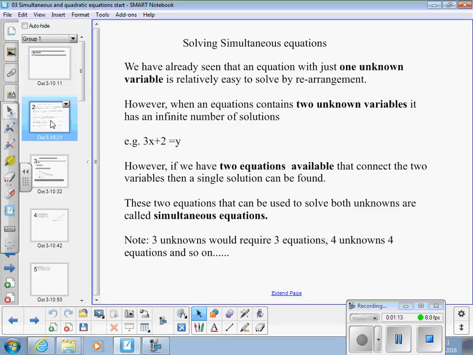Okay, but if we have two equations available that express those two variables, then a single solution can be found, so you find both unknowns. Two equations used to solve both unknowns are called simultaneous equations. Note, three unknowns would require three equations, four unknowns, four equations, and so on. Okay, we're not going to do more than two unknowns, because the maths gets a little bit unwieldy, and there's very rarely any point to doing that.